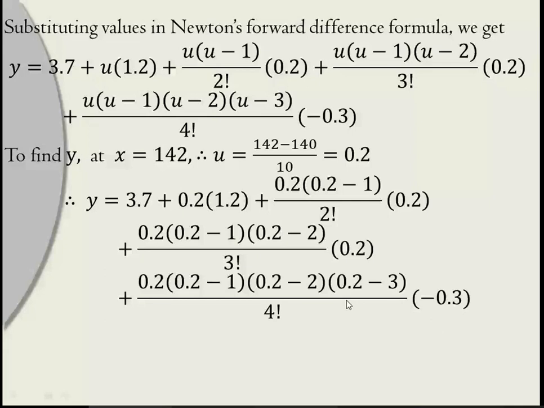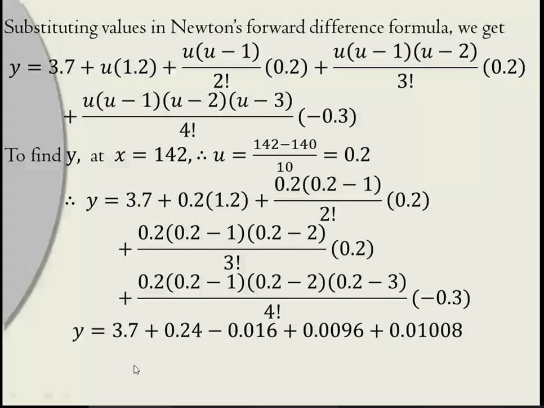So y will be 3.7 plus 0.24 minus 0.016, 0.0096 plus 0.01008. And so the addition of all these terms is 3.9437. So the value of y at 142 is 3.9437. Okay. So what is the important thing we have to remember for such type of problems?